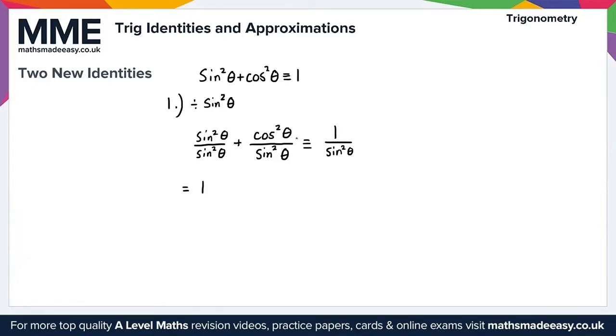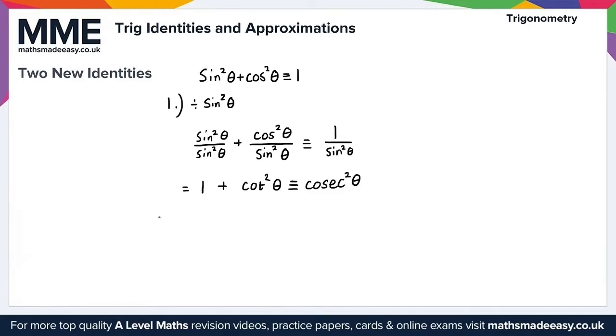Cos squared theta over sine squared theta, well, that's the reciprocal of tan squared theta. So if that's the reciprocal of tan squared theta, that's going to be 1 over tan squared theta, giving us cot squared theta. So that's plus cot squared theta. And finally here, this is the reciprocal of sine squared theta, which means this is cosec squared theta. And we've obtained the first of our new identities there.